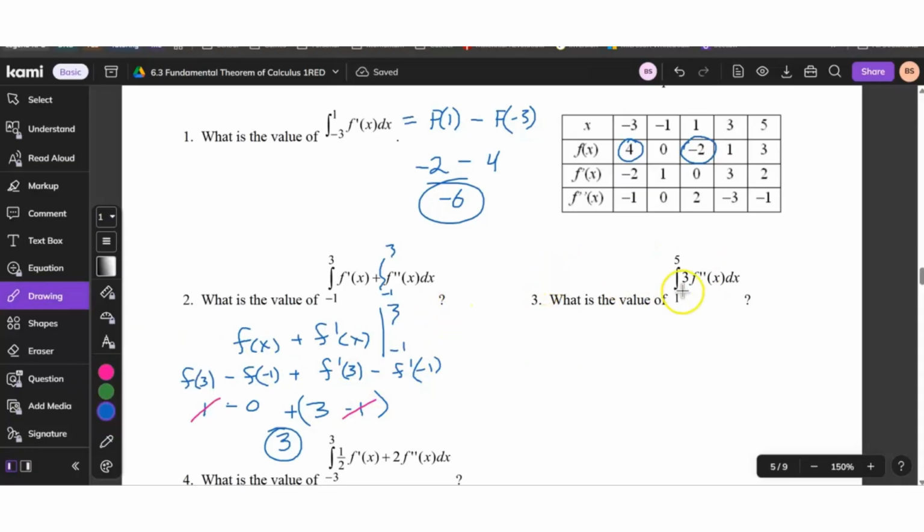All right. Can we do it? Let's do it. Now we can do the last one. Ready? This one's going to be 3f prime of x evaluated from 5 to 1, which means it's going to be 3 of f prime of 5 minus 3 of f prime of 1. F prime of 5 is 2. 3 times 2. And f prime of 1 is going to be 0.